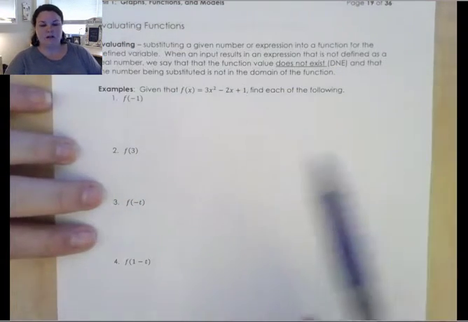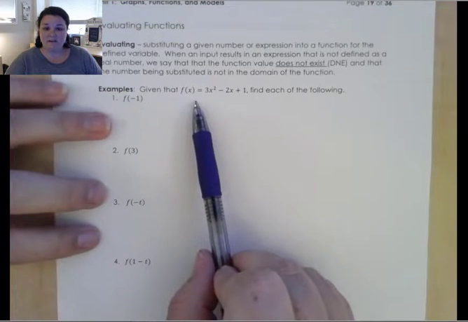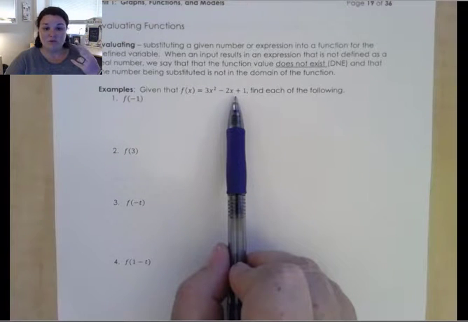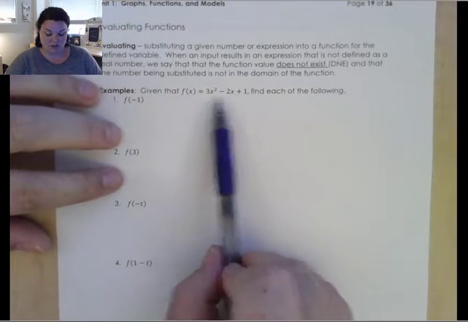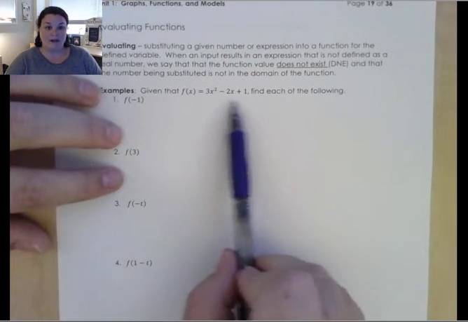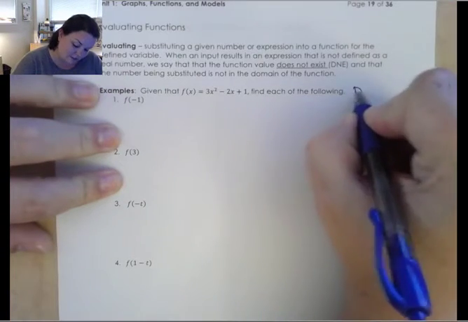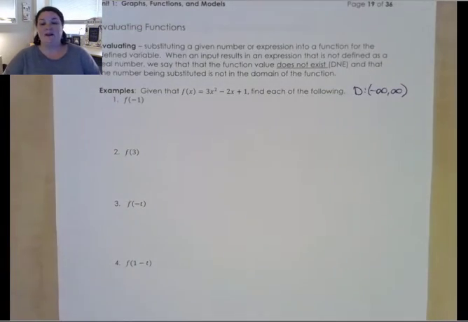Okay. All right, so first thing I look at when I'm doing one of these evaluating functions problems is I look at my function and ask myself, does it have one of those two problems? Do we have even roots? Do we have denominators? If so, I need to figure out what my restrictions are. Here, I don't have any radicals at all, right? And I don't have any denominators. So that means my domain here is negative infinity to infinity. So I have no issues.